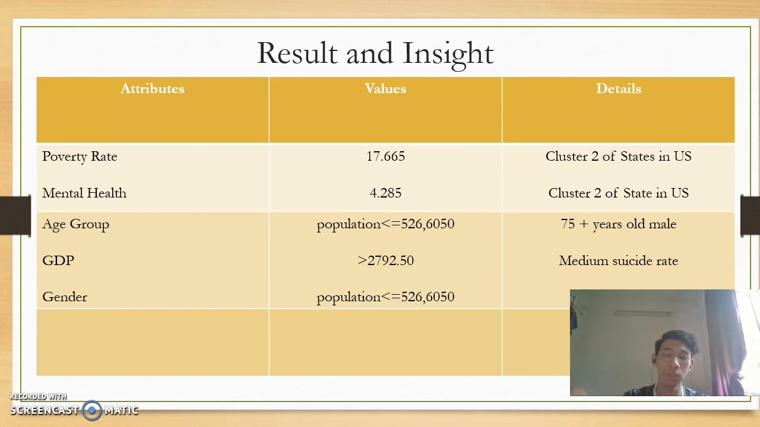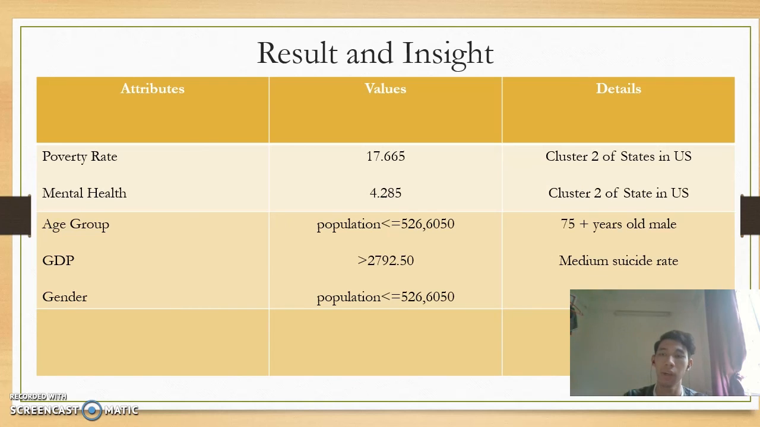So these two values are the highest among the clusters, which shows that the poverty rate and also the mental health have the most influence on suicide rates, because cluster 2 has the second highest suicide rates among all the states in the United States.